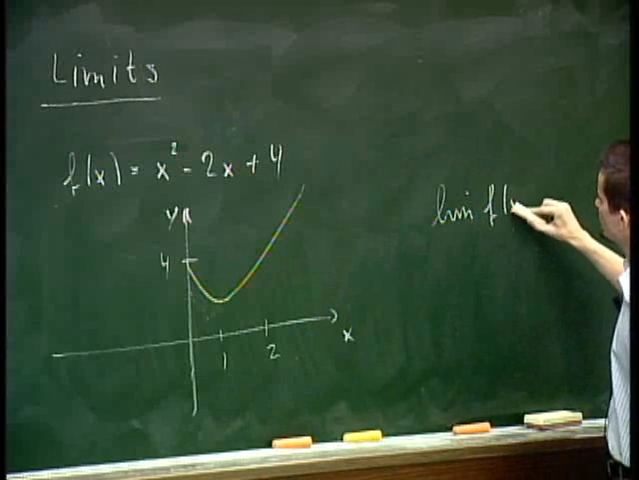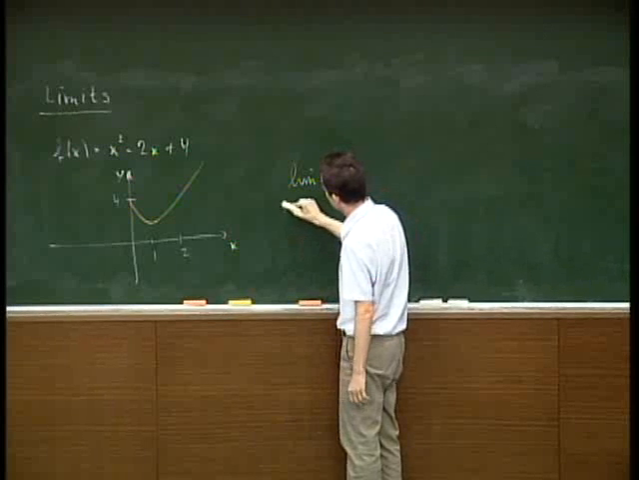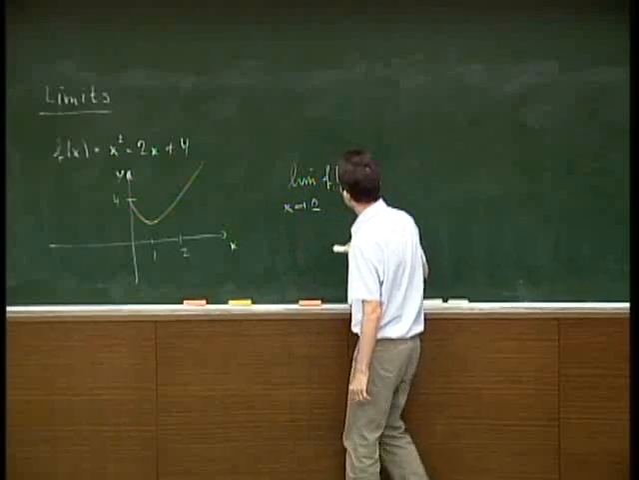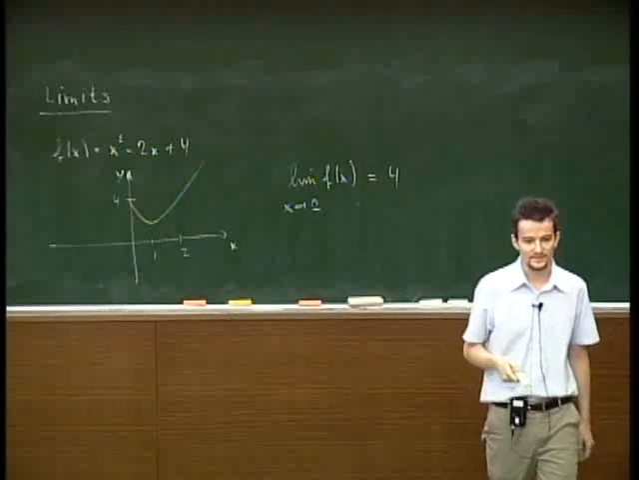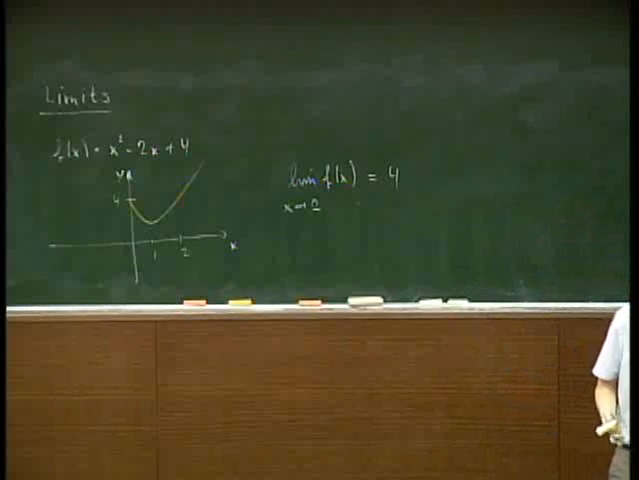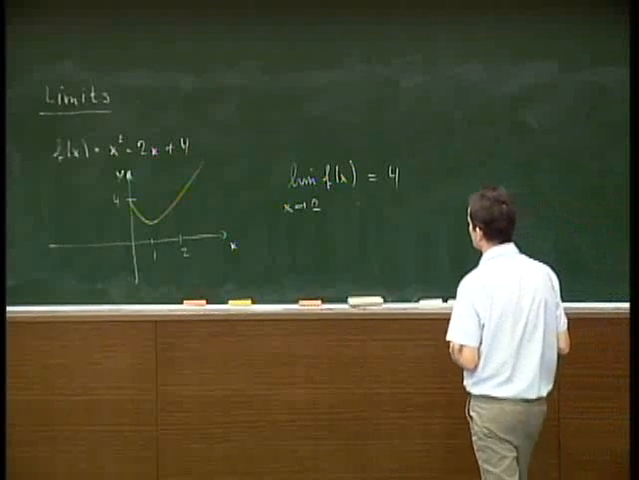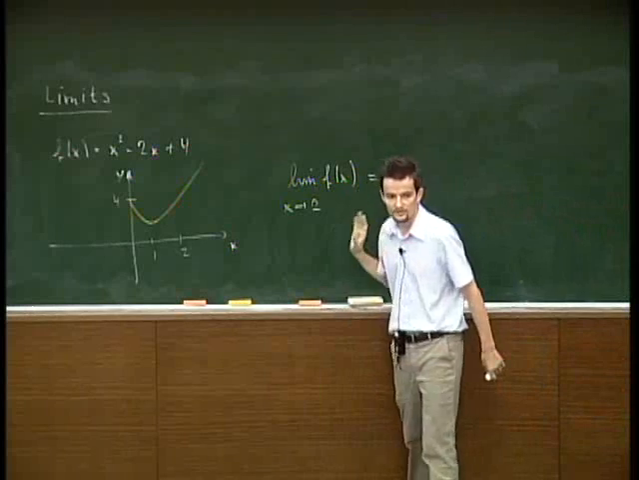So we will write for this: the limit of f of x as x tends to 2 is equal to 4. Now, this is not a definition. This is talking around; this is not a precise definition. A little bit later, I will give the precise definition.